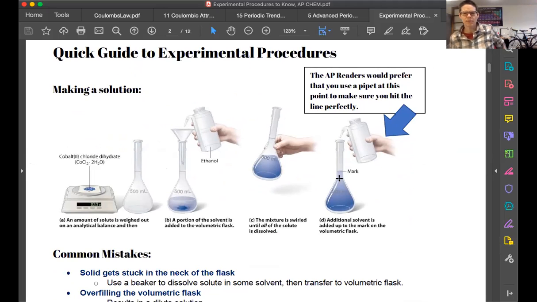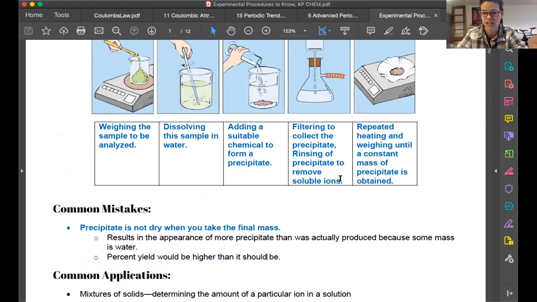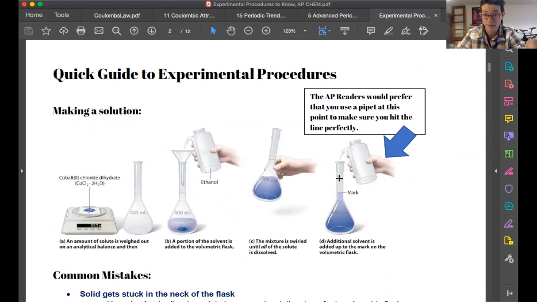Making a solution. While they've asked about making solutions in the past, I don't think that with a condensed test, this is something they're going to ask about, because it's a randomly small little technique, and it's not something that generates data, right? Gravimetric analysis generates data that you could actually be asked to analyze in a question. Making a solution does not.